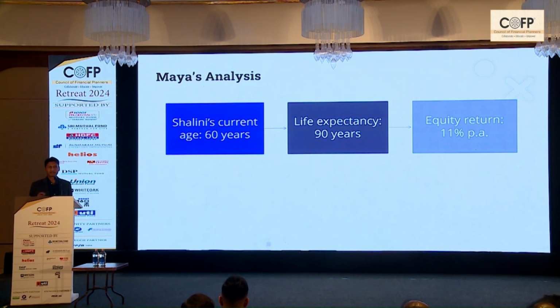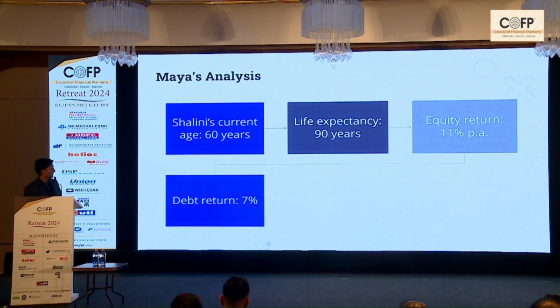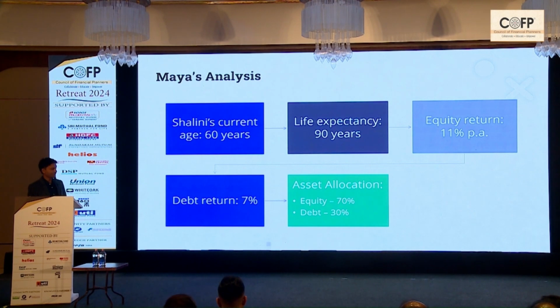But as a careful planner, Maya is being conservative. She doesn't want to be aggressive, so she takes a lower equity return of 11%. She assumes a debt return of only 7%, which is again very conservative because the Indian economy was a high inflation economy in the 1980s and 1990s, and nominal interest rates used to be in double digits. But she assumes a lower return. She assumes an asset allocation of 70% to equity and 30% to debt.